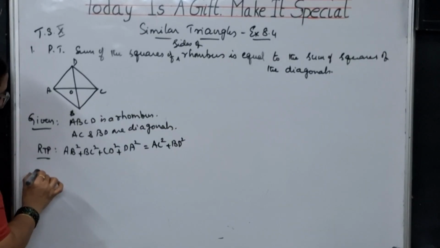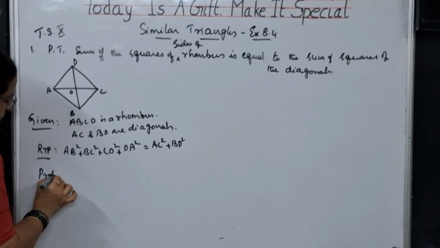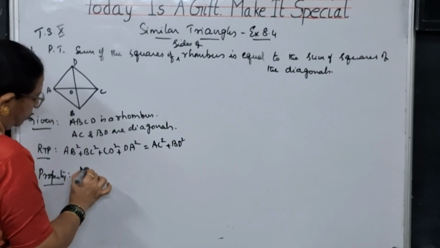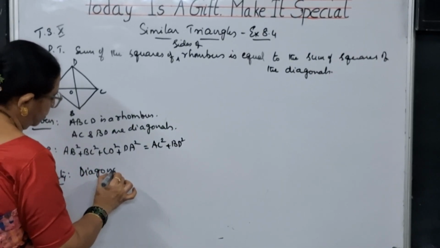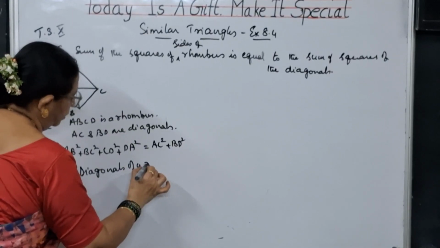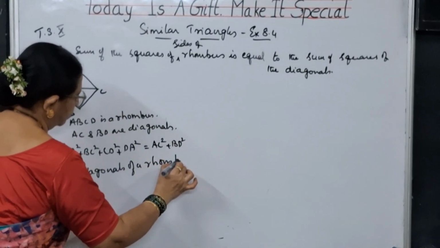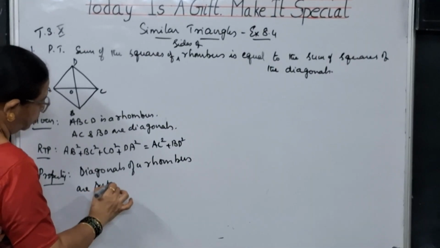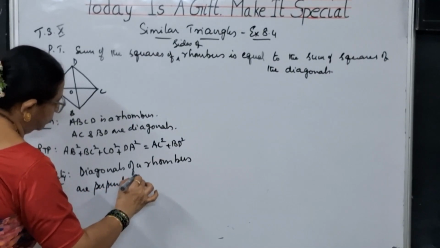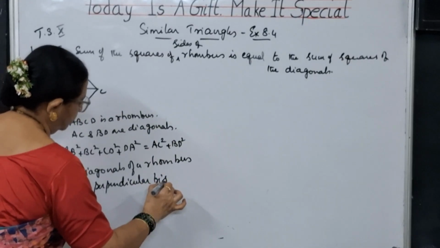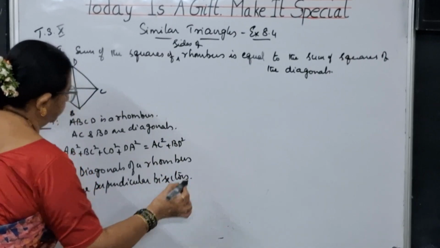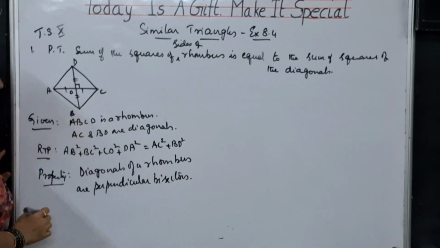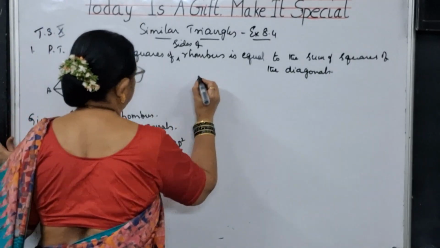Here, what is the property that we are using? The property is diagonals of a rhombus are perpendicular bisectors. This is the property we are using. That means these two are equal, and this is perpendicular to each other. So, let us see the proof.